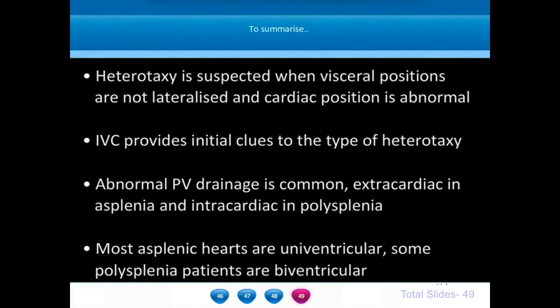Identifying the inferior vena cava will provide the initial clue towards the type of heterotaxy. In all patients with heterotaxy, we need to look for abnormal pulmonary venous connection. It's very common. Abnormal pulmonary venous connections are often extracardiac in asplenia and intracardiac in polysplenia. Most asplenic hearts are univentricular, but many polysplenic hearts may be biventricular.